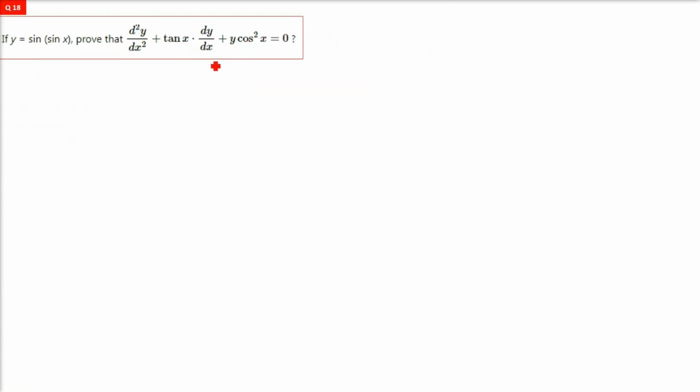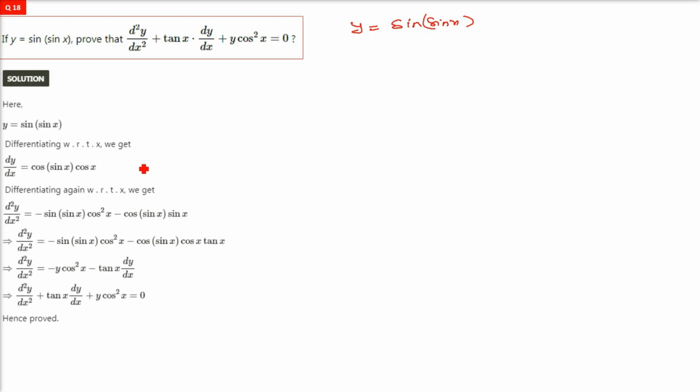Okay. Next one is y equals sin x. We have to prove that d2y by dx2 plus tan x dy by dx plus y cos square x equals 0. Y is sin x. Those who want to do it by themselves, I'm just giving you a reference, but those who want to understand, let's go ahead. Simply consider it as sin theta. So dy by dx we have to find out. There is no parametric form, so we can just go ahead. The derivative of sin x is cos x.